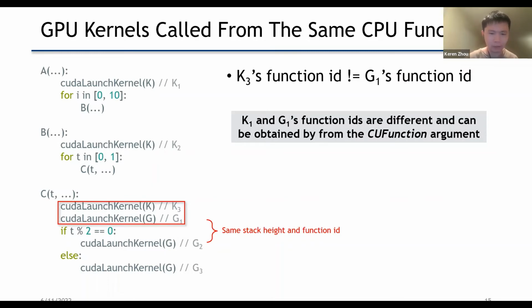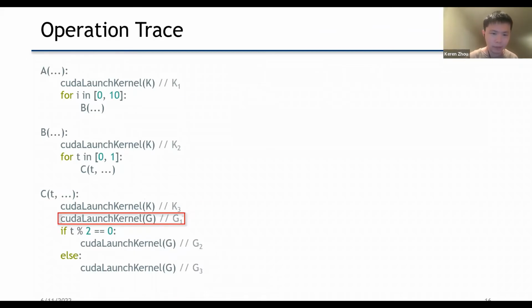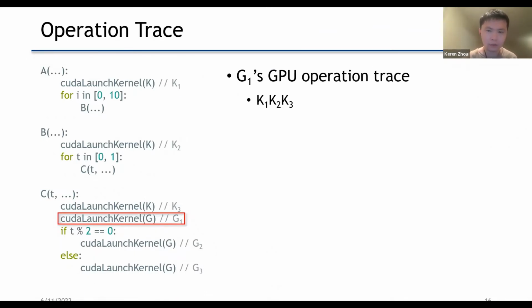However, then we encounter another problem: differentiating between the call stacks associated with G1 and G2, because G1 and G2 both have the same stack head and the same function ID. To handle these kinds of problems, we're going to introduce the concept of operation trees. A GPU operation tree for a GPU API invocation is its prior operations launched before it. For example, for G1, previously we have launched GPU operations K1, K2, and K3, which form a sequence.